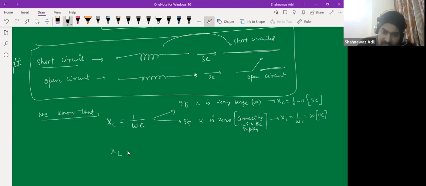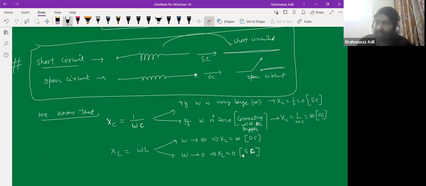Similarly, you have this XL, that is omega L. For omega equal to infinity, this XL is infinity, so this is open circuit. And if this omega is 0, then your XL is 0, which means it is providing zero resistance. So this will be a short circuit. Quickly note down this thing and then we'll start with questions.